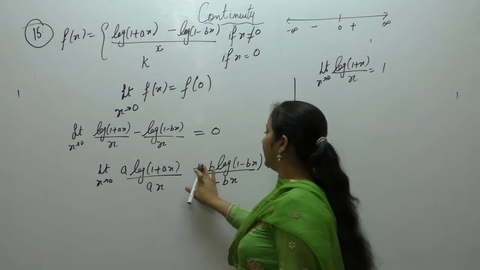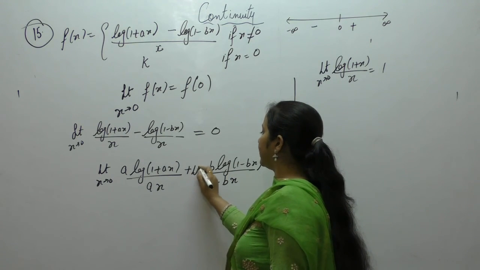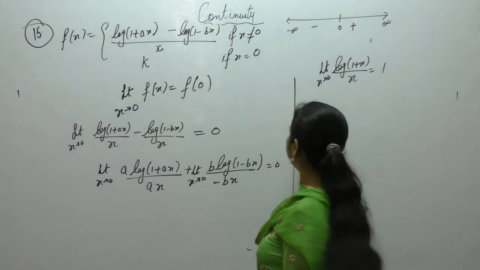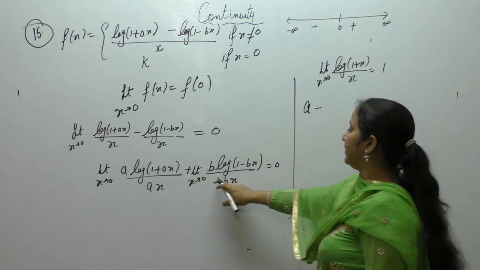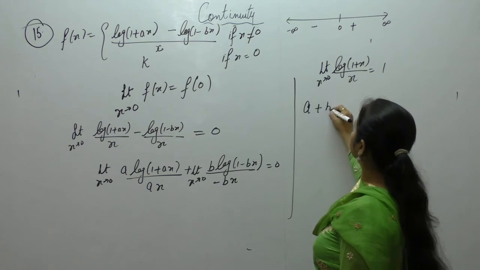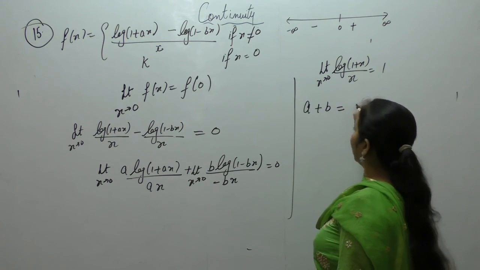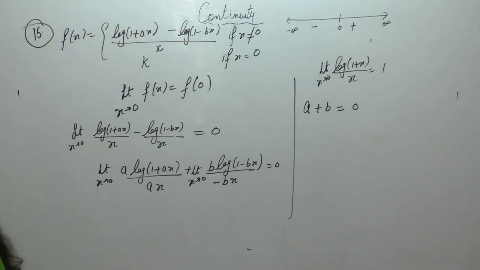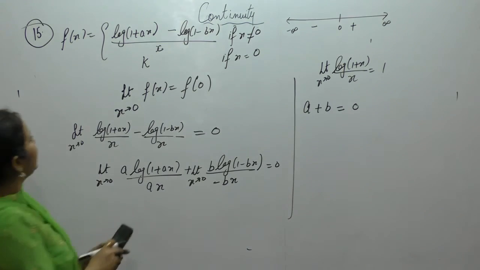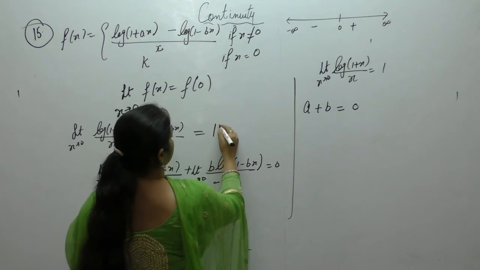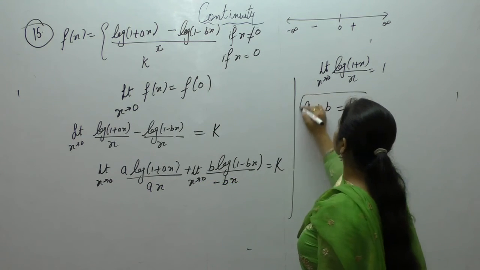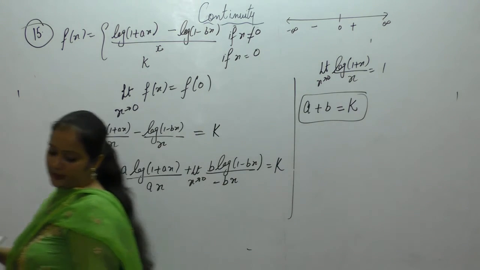Now if we separate the limits, limit x tends to 0, this is 1 into a plus 1 into b, is equals to value of function at that point. F of 0 is k, not 0. So a plus b is k. So the value of k is a plus b.